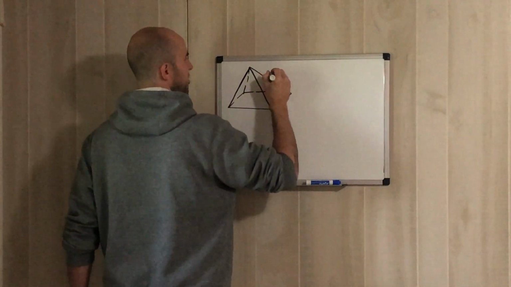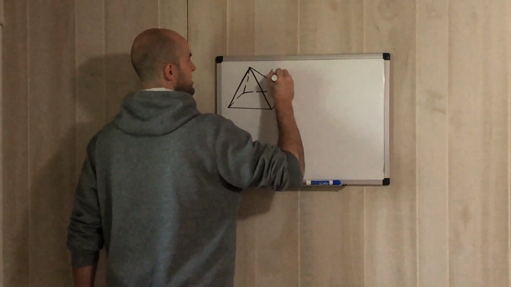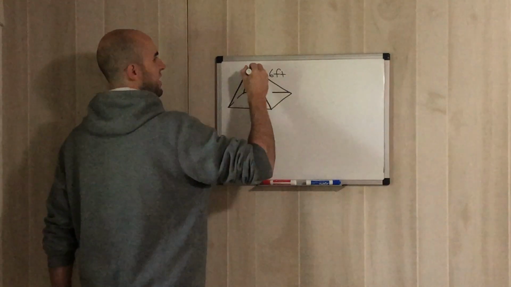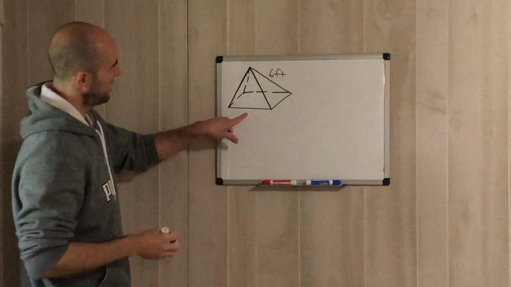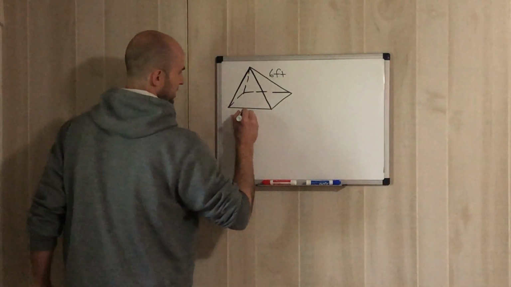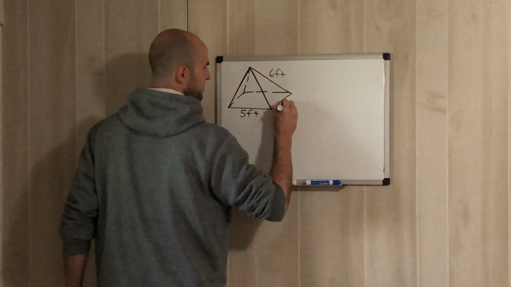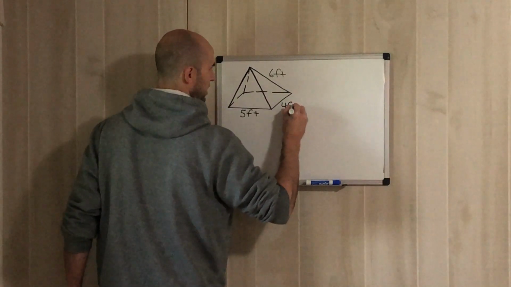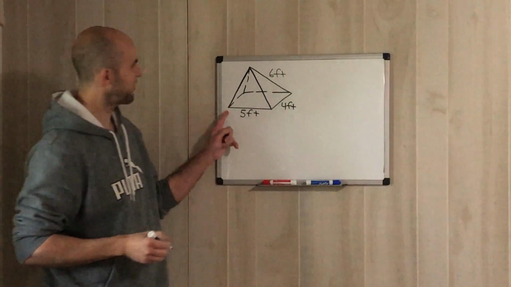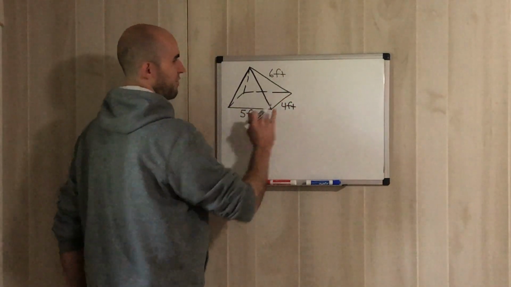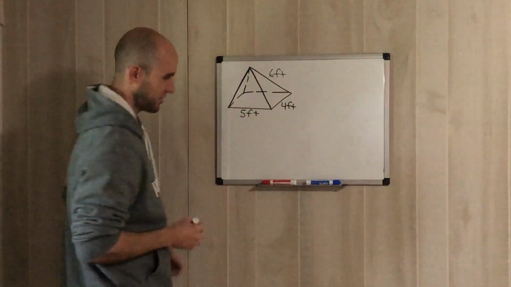We know that this term here, let's make this 6 feet. So we know that the length is 6 feet. Let's make this here 5 feet. And let's keep this here at, let's do 4 feet. Okay? So we know that that's 5 feet. We know that this is 4 feet. And we know that this is 6 feet.